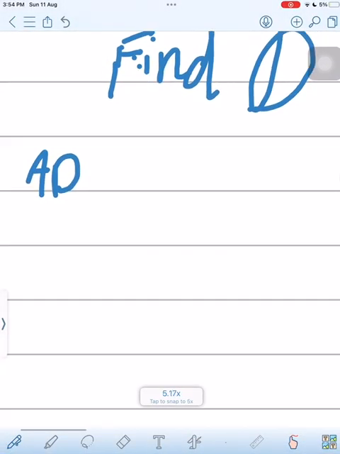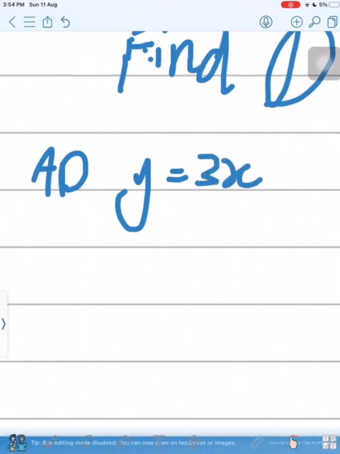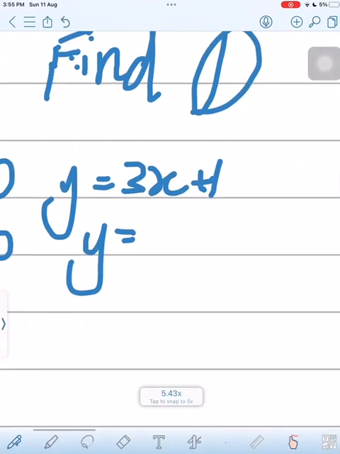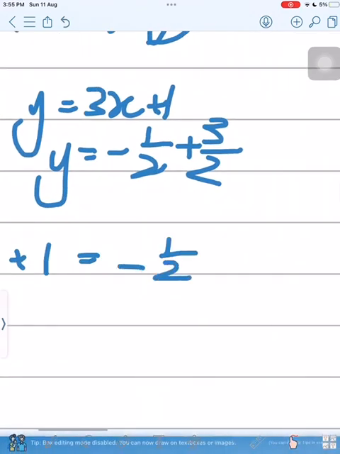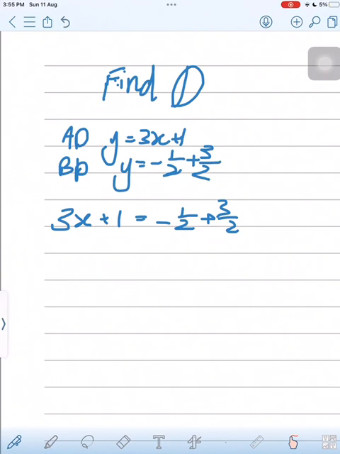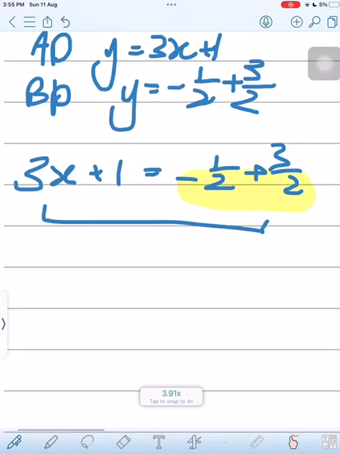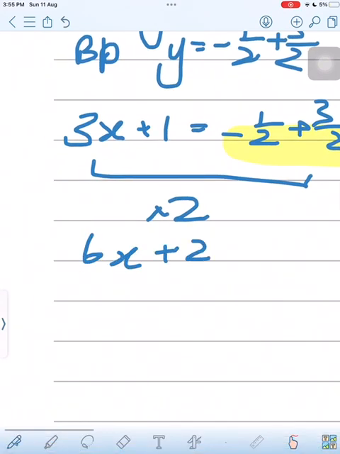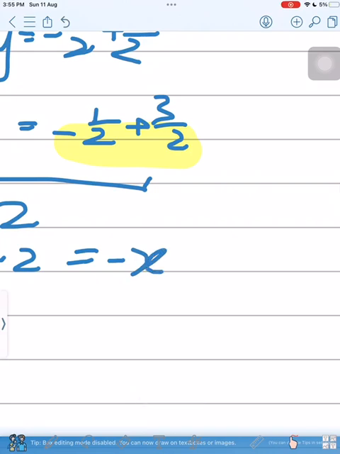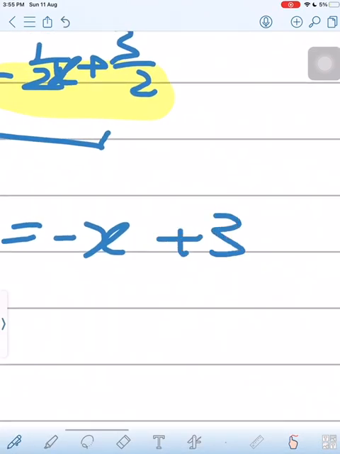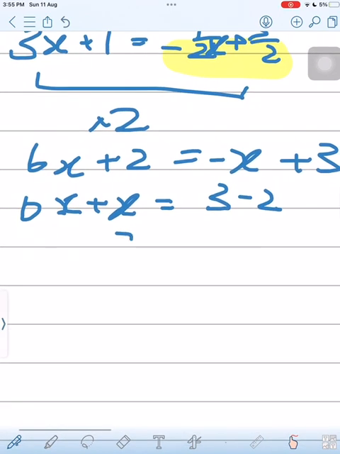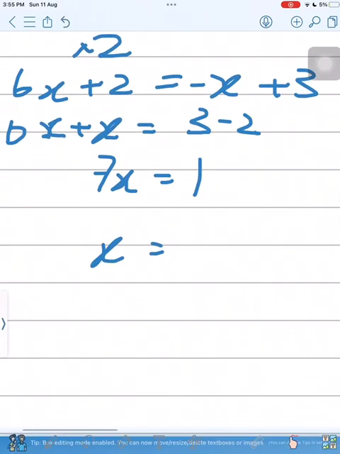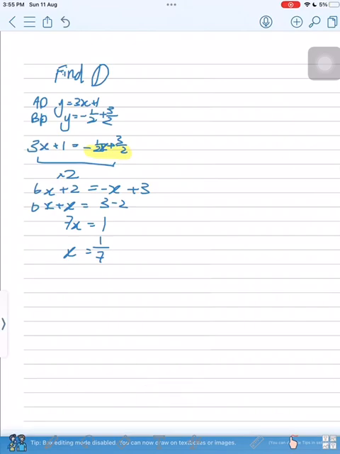Same thing, we're going to use both of the equations. If the equations are y equals 3x plus 1 and y equals negative 1 over 2 x plus 3 over 2, then put them side by side and solve for x. Multiply by 2 because of the denominators, so 6x plus 2 equals negative x plus 3. Then rearrange it and solve it. So x equals 1 over 7.